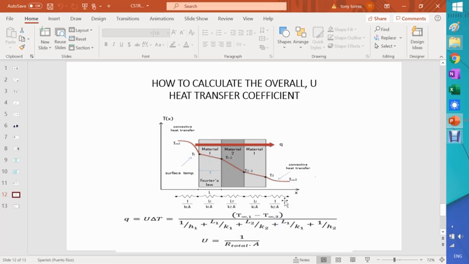So as I said, if you know the resistance value of each of them, you will eventually come out with the global value, which is what we need. What is the global value? The U.